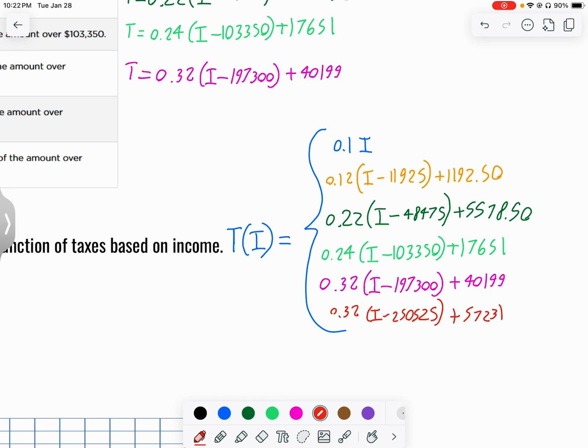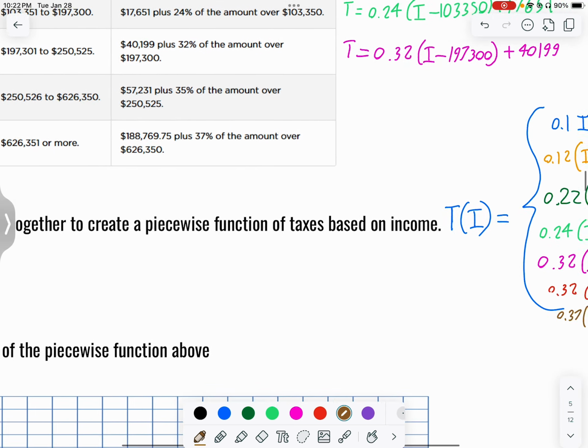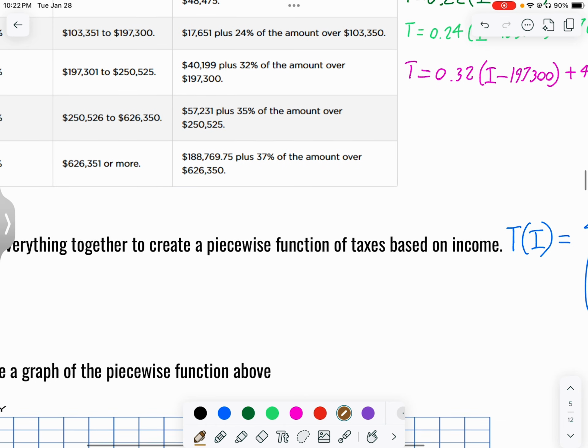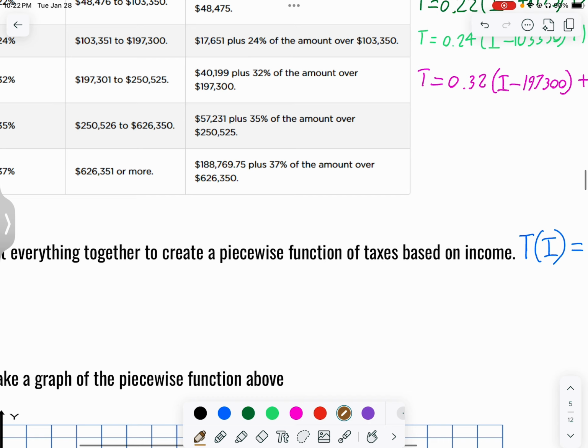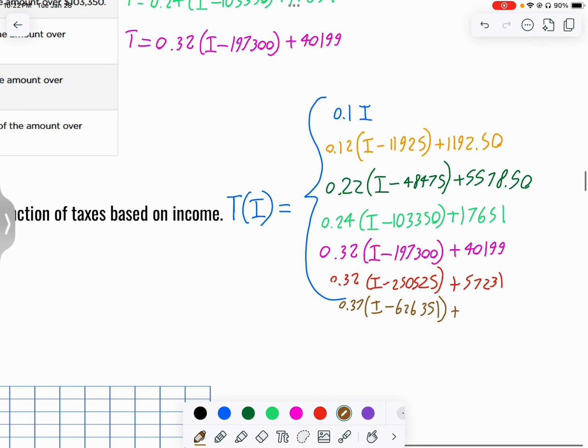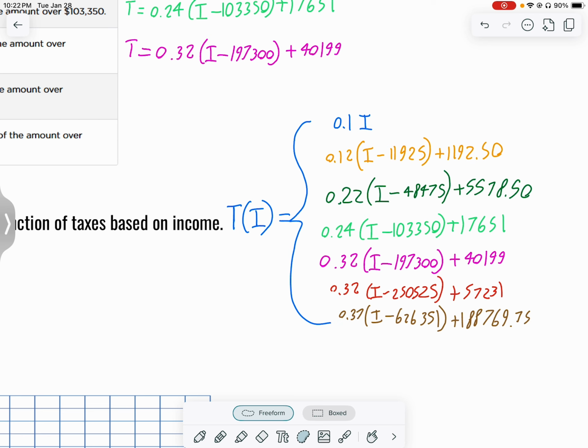Okay. And finally, our last one is 0.37 times I minus 626,351 plus 188,769.75. And those are 7 different functions that we can use.